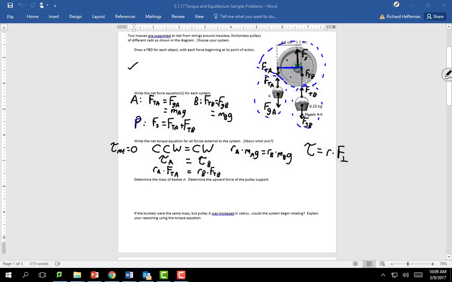Do we know what RA is? Yes, we're given that. Do we know what MA is? No. That's what we're trying to find. Do we know what G is? Yes. Do we know RB? Yes. Do we know MB? Yes. Cool. Go right ahead. Use one of those equations that we wrote in order to solve for the mass of basket A, which I think contains the potatoes, if I remember correctly.